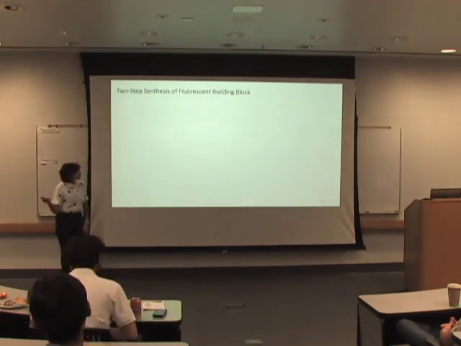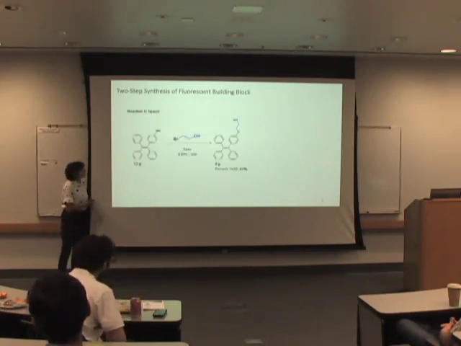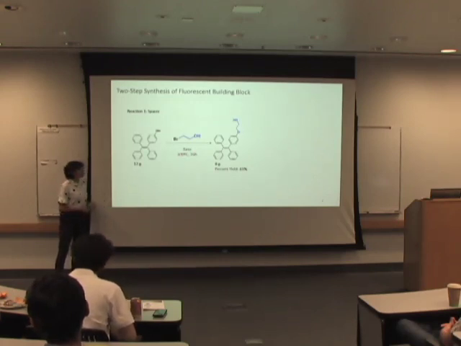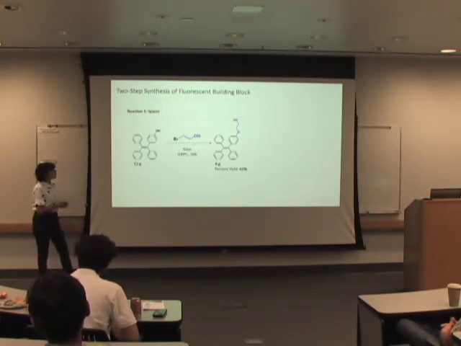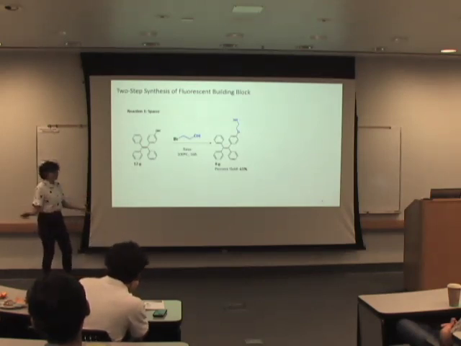And moving forward into our actual synthesis, we start by tacking on our spacer. This is done at 100 degrees Celsius, around 16 hours, so overnight generally. And following this reaction, I calculated a percent yield of 61%. In my opinion, that's pretty good. Anything over 50% is successful.